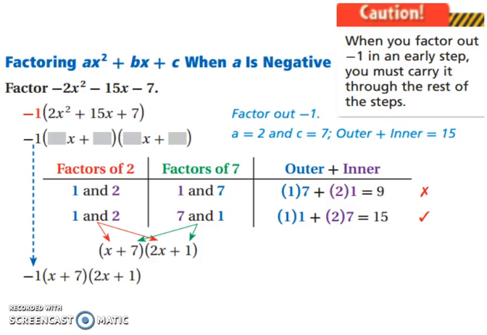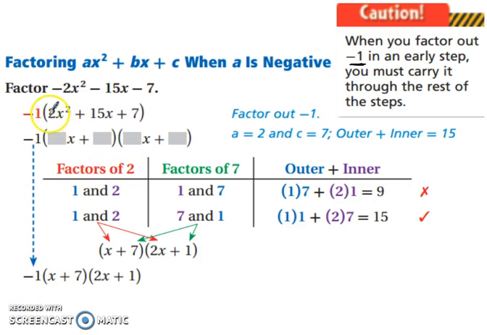Now let's try factoring ax squared plus bx plus c when a is negative. When you factor out negative 1 in an early step, you must carry it through the rest of the steps. So if you factor out a negative 1, you now have 2x squared plus 15x plus 7, because you're changing each of the signs. And then you're just going to simply factor this 2x squared plus 15x plus 7. And this negative 1, you're just going to keep rewriting it at the very end.